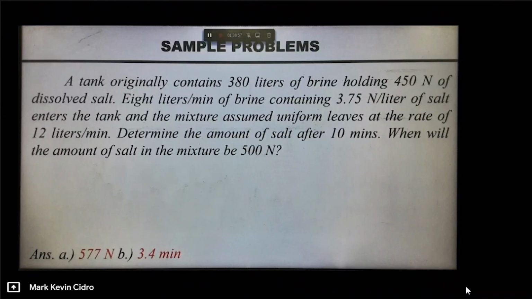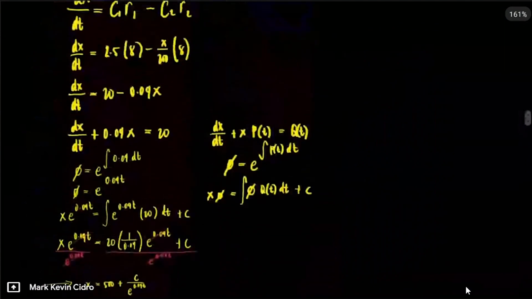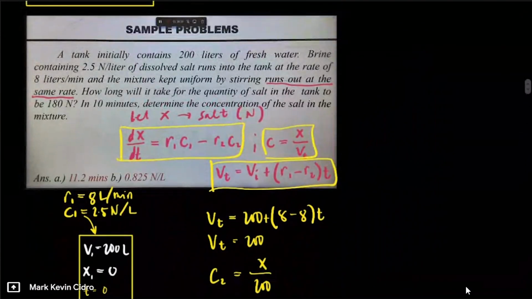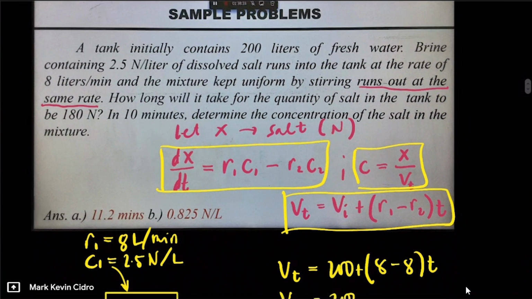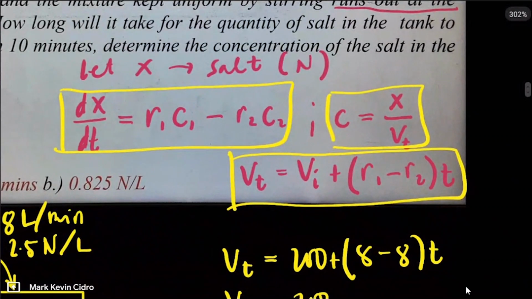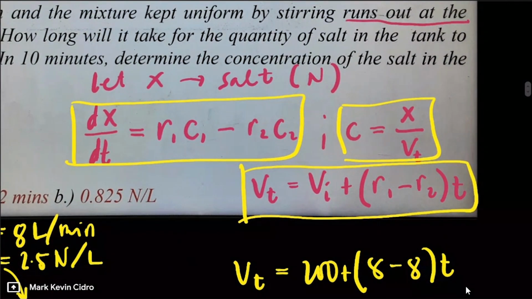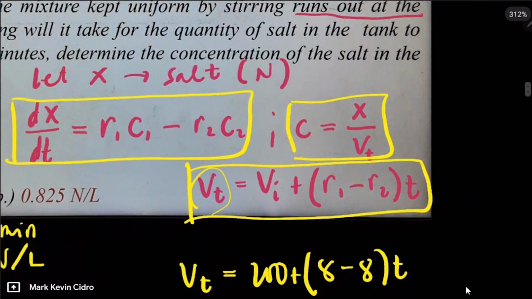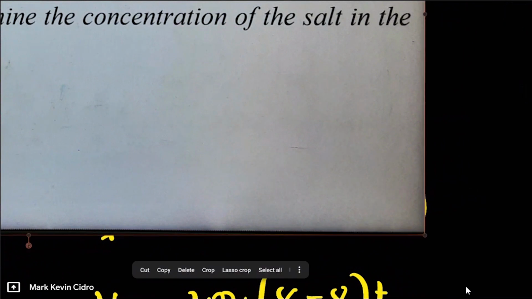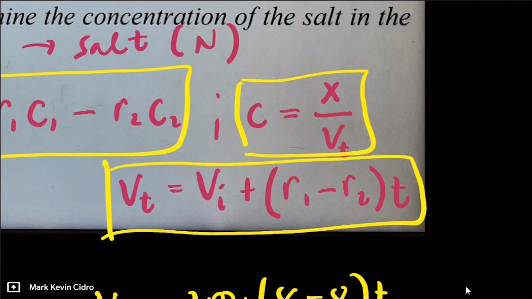Okay, let's wrap up here before we proceed to Laplace. These formulas are very important. Take note that V(t) is not always constant at any time t; it is actually a function of time. If R1 and R2 are not equal, your V(t) will not be constant. It will be a variable, a function of time.